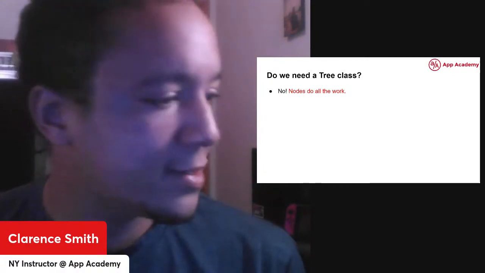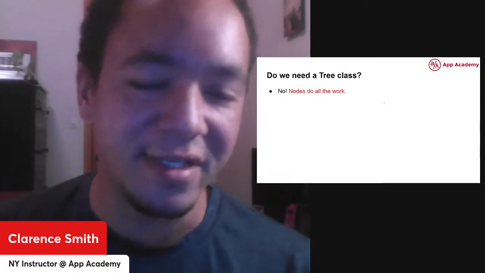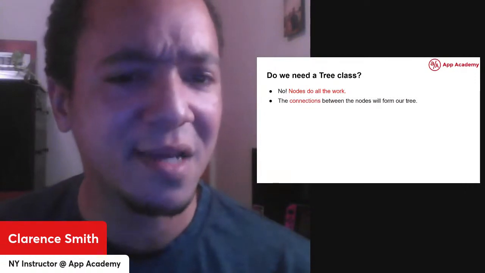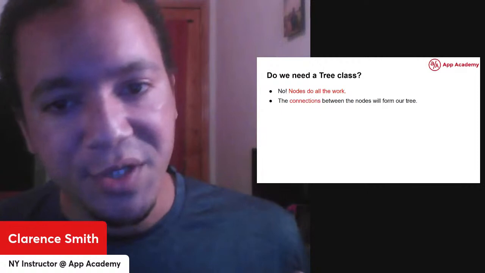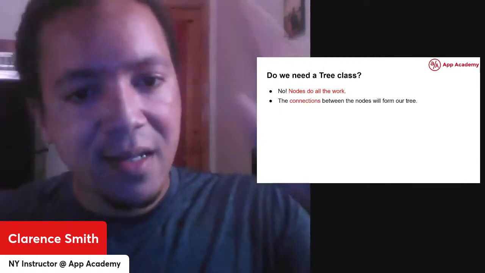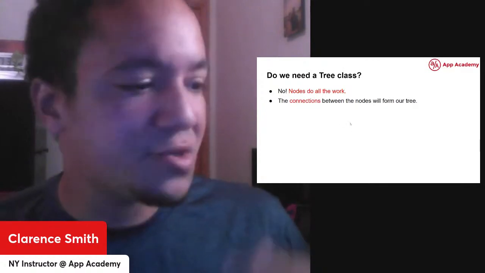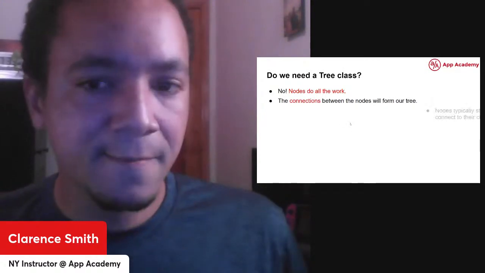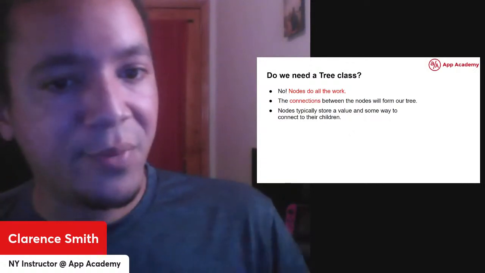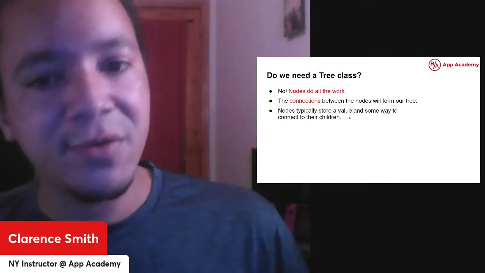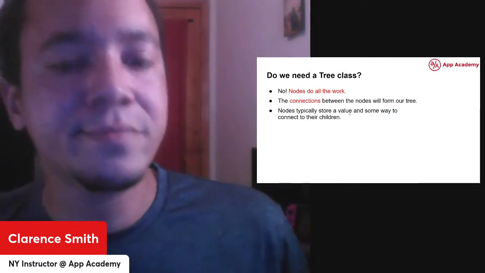All right. So going back to talking about why nodes are more important than trees, or maybe they're the same thing. We'll see. The connections between the nodes are really what form the tree. So those lines that you see connecting them, that's really what makes the picture of a tree. That's what a tree really is. All right. The nodes are the important part. The nodes store the values, and they connect to their own children.